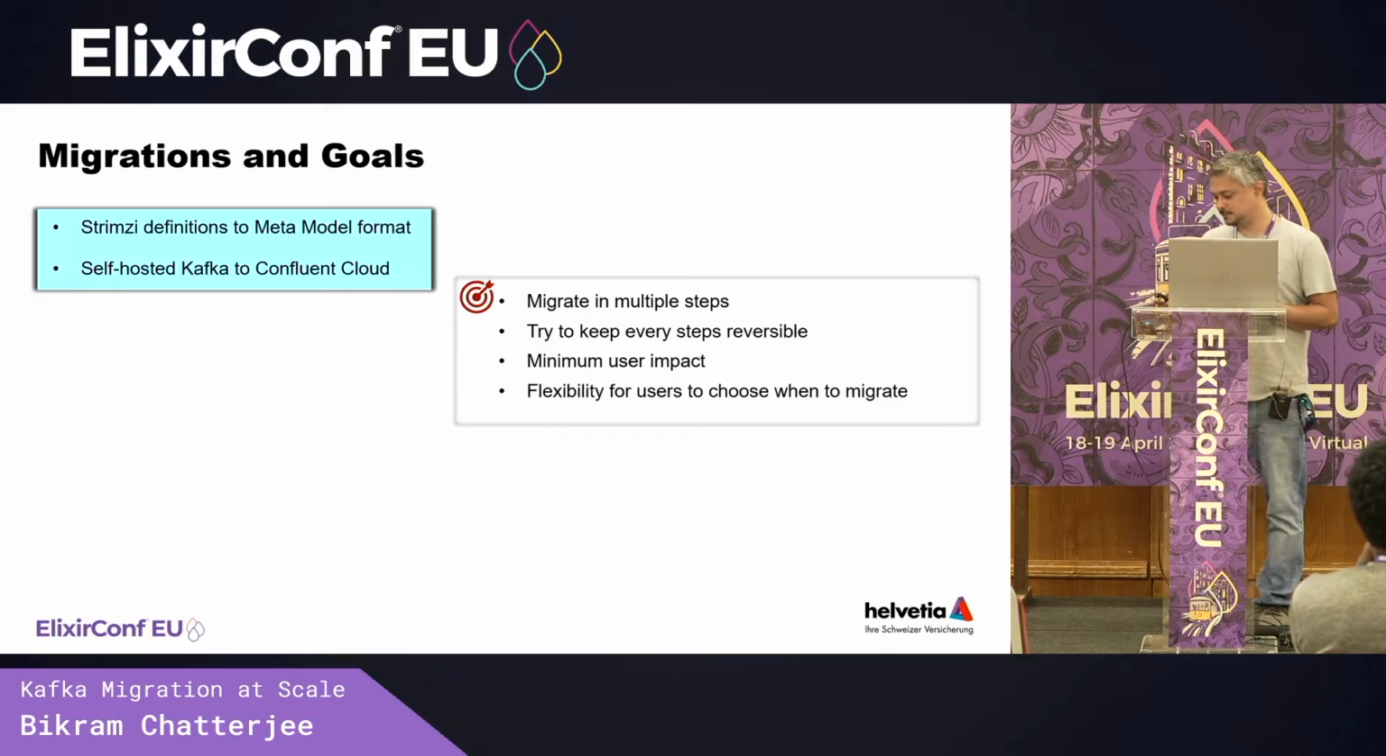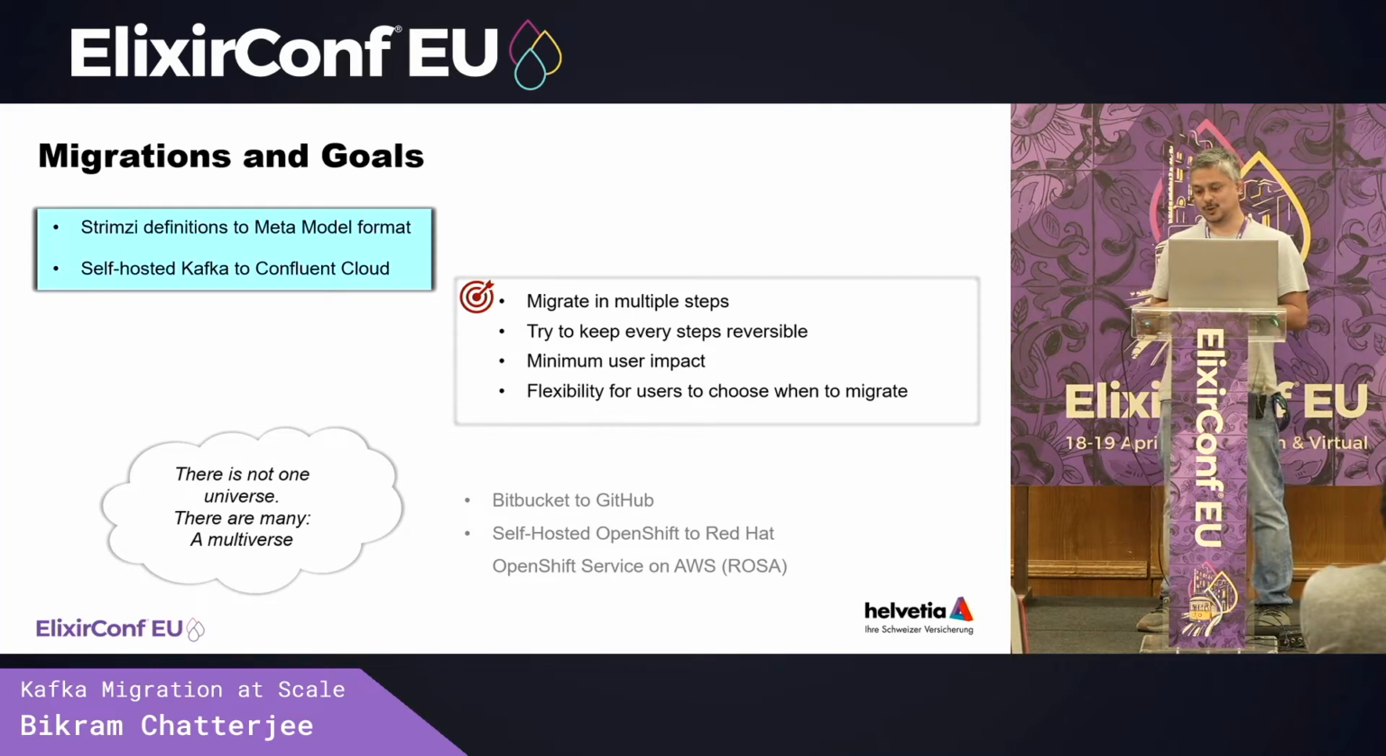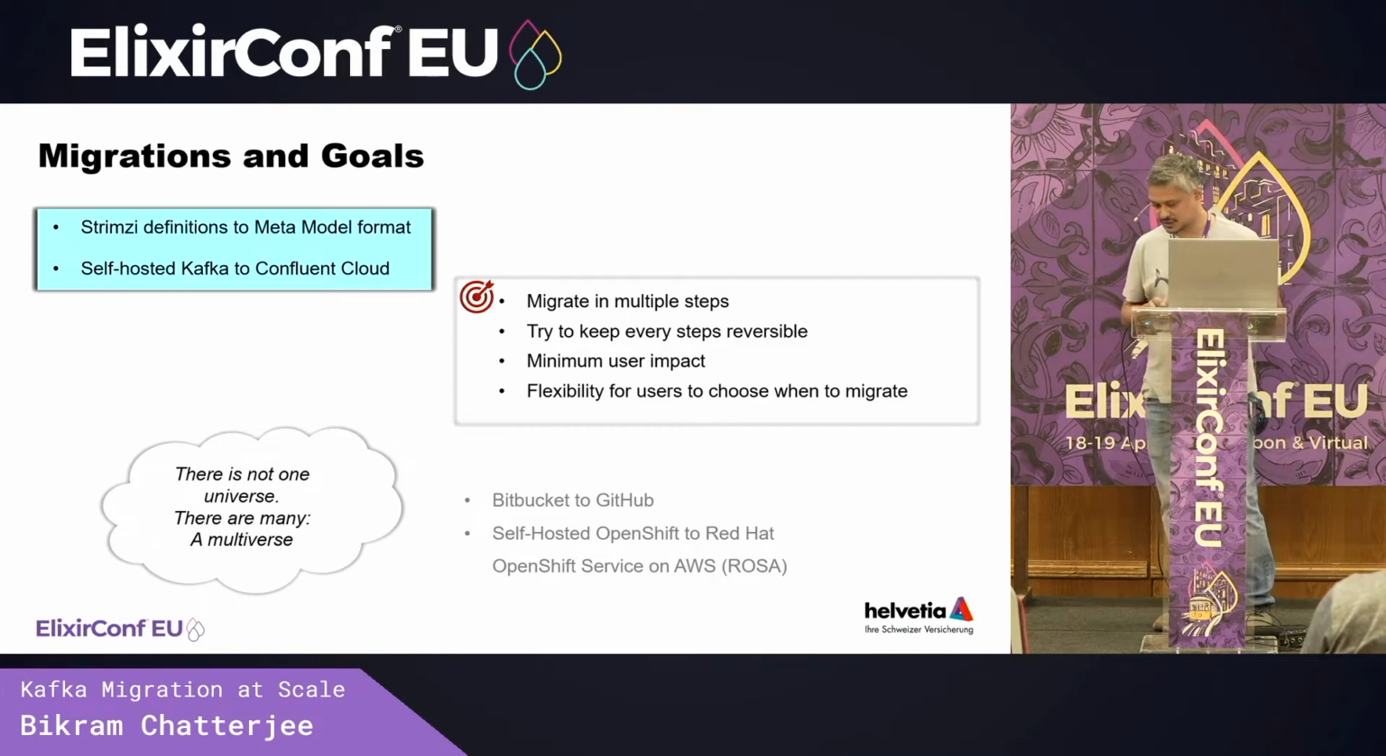As it turned out, a migration over a long period of time in a large organization such as Helvetia is usually not quite straightforward. We had to migrate a few other things in the meantime, which overlapped with our migration plan, but this we cannot avoid because they were decided organization-wide. Two of those additional migrations we needed to do are to move all our Strimzi resource definitions from Bitbucket to GitHub, and also move the self-hosted OpenShift to Red Hat OpenShift Service on AWS, which is otherwise called ROSA.